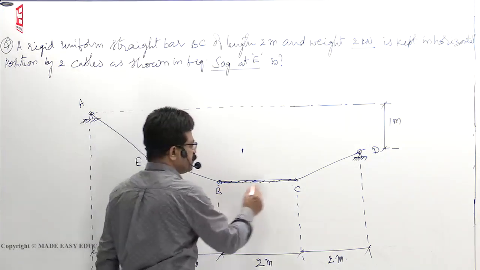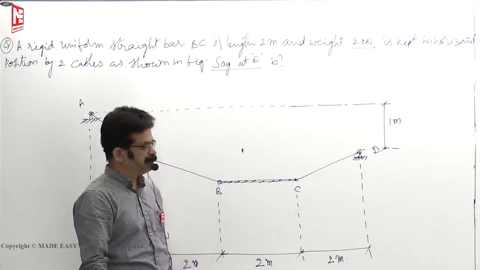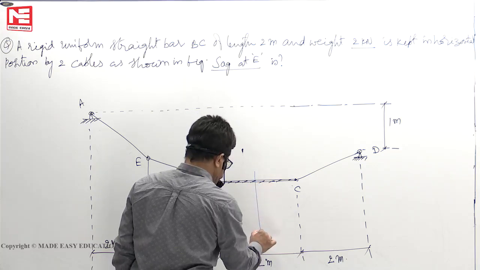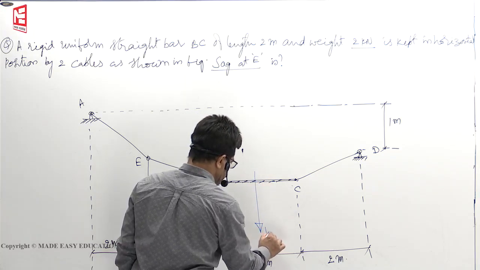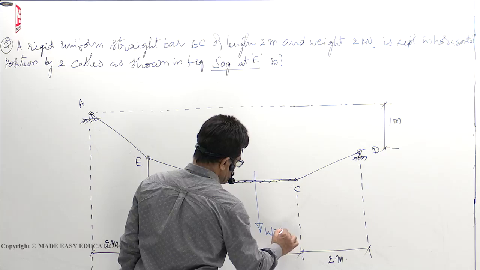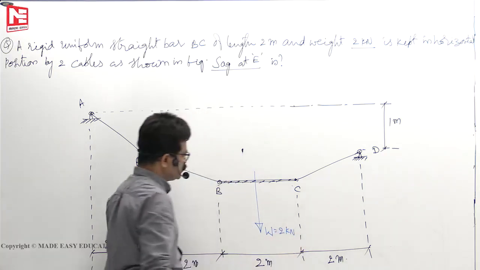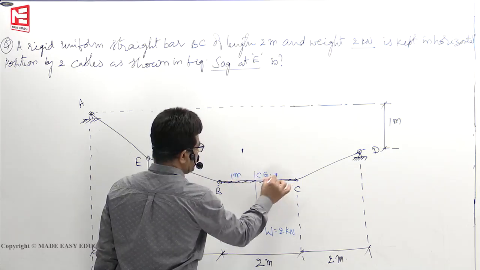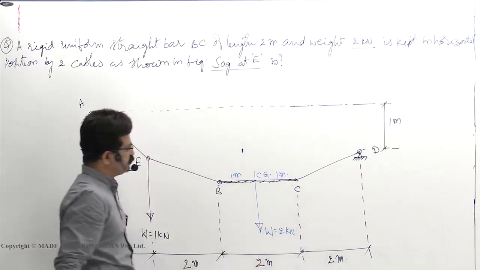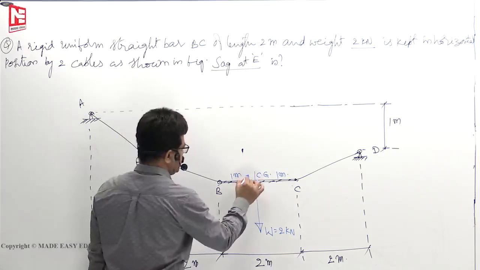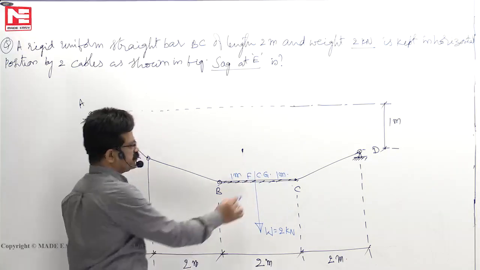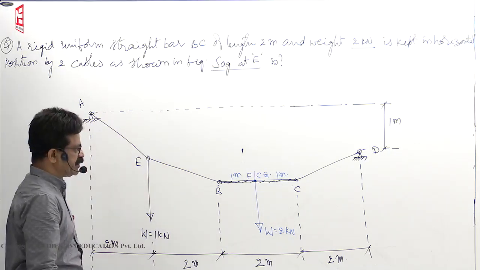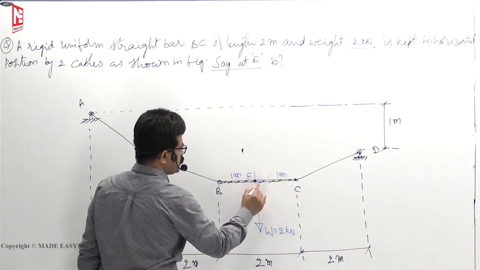If you take the free body diagram of the BC, its weight is 2 kilonewton. That will act at its midpoint. This is the weight W, its value is 2 kilonewton. So this will act at the CG. That means this is 1 meter, this is also 1 meter. E, A, B, C, D, E. This point let us say F, where that CG is there. This point is CG.